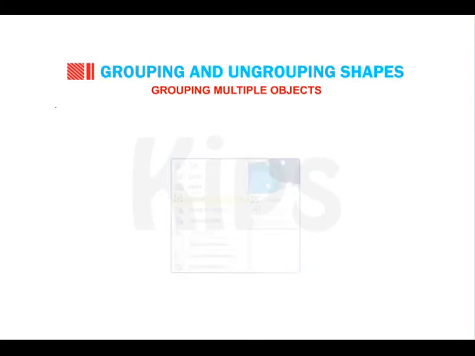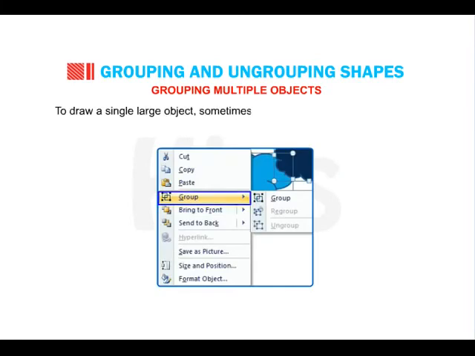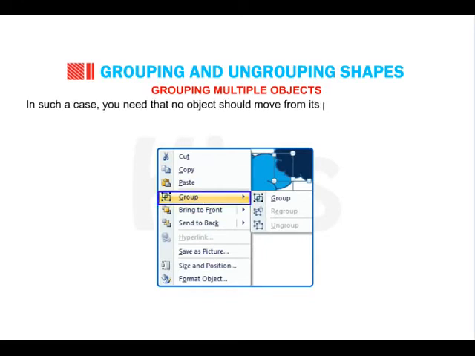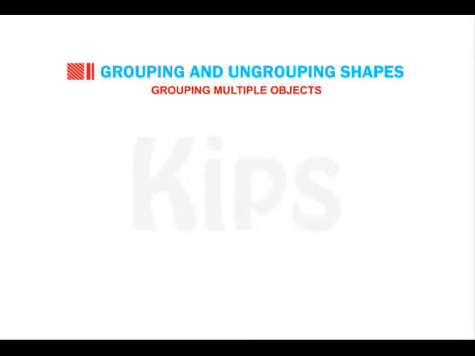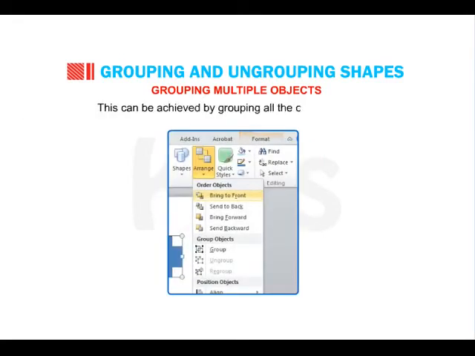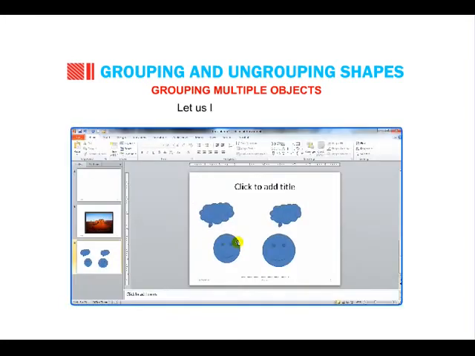Grouping multiple objects. To draw a single large object, sometimes you draw many small objects in it. In such a case, you need that no object should move from its place. That is, the large object should behave as a single unit. This can be achieved by grouping all the objects together. Let us learn how to do it.